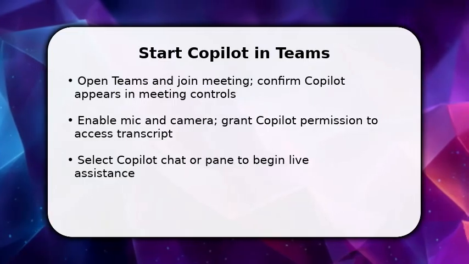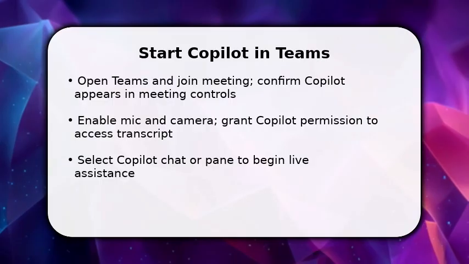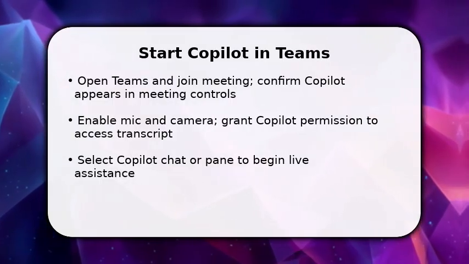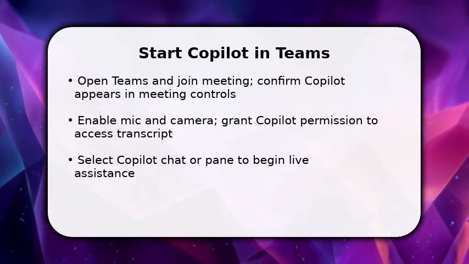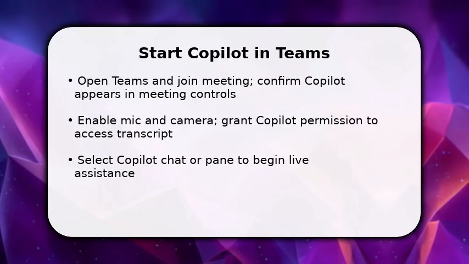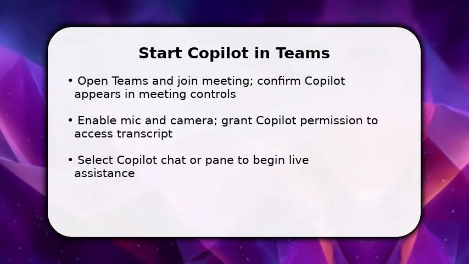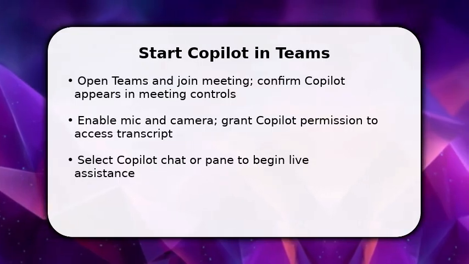You begin by opening Teams and joining the meeting so Copilot can attach. Once connected, enable your mic and camera and grant Copilot transcript access. This lets it listen for context. Next, click the Copilot pane or chat to activate live assistance. Explain what you need, summaries, action items, or follow-up drafts so Copilot can prioritize.